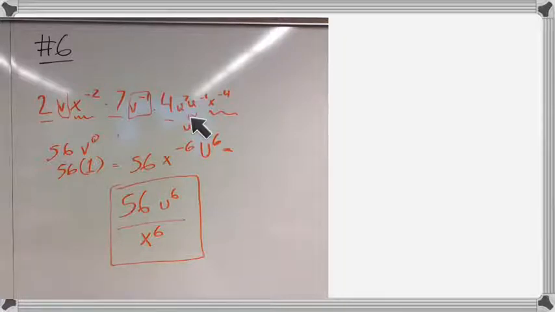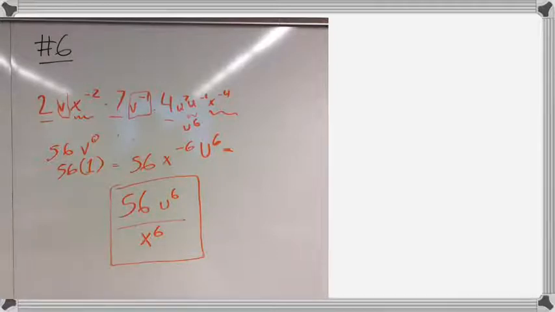Same thing with the u's. They were already next to one another, and so we didn't have to move them to recognize that multiplying these powers means adding those exponents. 7 plus negative 1 gives me 6. And then the v's. So tell me what's going on with these v's. And they've sort of written it up here, but walk me through it for a second.